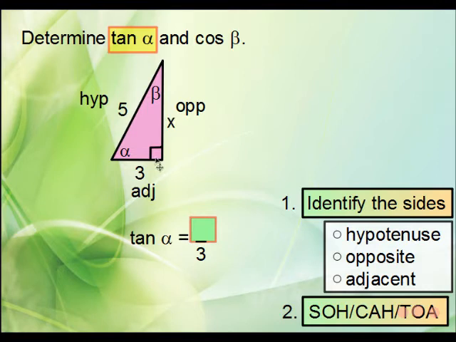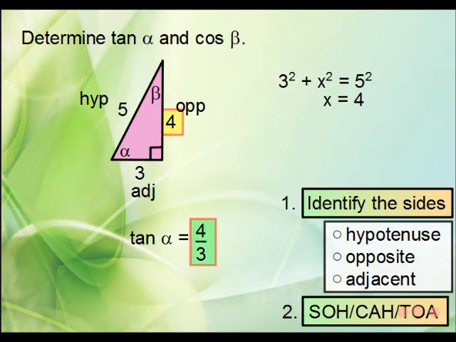Now you may recall that since this is a right triangle, if you have two sides and you want to determine the third side, you can use the Pythagorean theorem. And that's what we'll do here. Since the hypotenuse is the largest side, 5 goes at the end. And if you solve for x, you should get 4. So let's go ahead and put that in. Now that we have the opposite side, we can finish this off. And there's our solution.